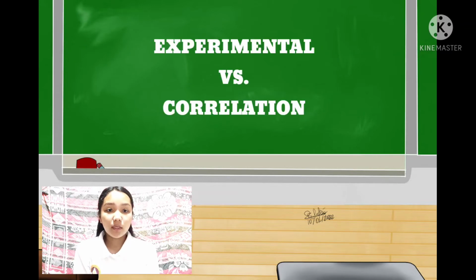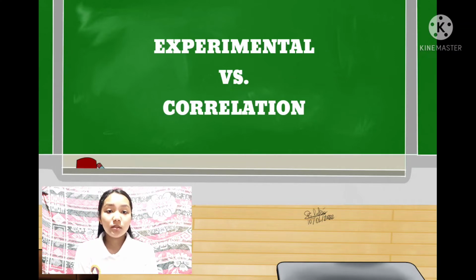Now let's proceed to experimental versus correlational design. In an experimental design, you manipulate an independent variable and measure its effect on a dependent variable. Other variables can be controlled so they cannot impact the result.